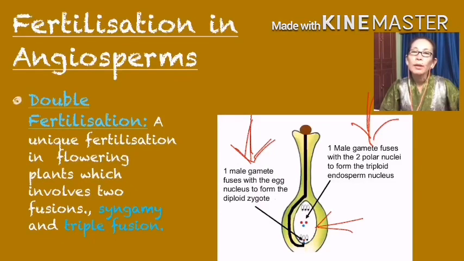The other male gamete fuses with the two polar nuclei in the central cell and produces a triploid primary endosperm cell. And this fusion is therefore called triple fusion. Now, since there are two fusions taking place in the embryo sac of an angiosperm, this type of fertilization is called double fertilization.